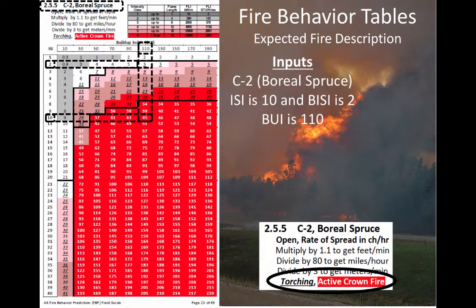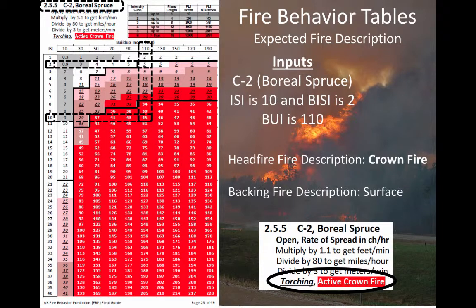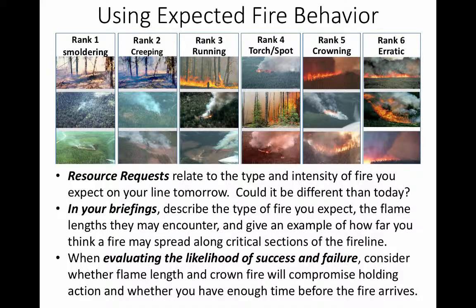Again, using the same intersecting cells, you can predict the type of fire you expect. For headfire, the bold white print suggests active crown fire. And for backing fire, the regular print suggests that it will be a surface fire. These estimates of fire behavior correspond to an intensity class that can be related to the fire descriptions or ranks shown on this chart. They can help you determine what additional resources you might need.